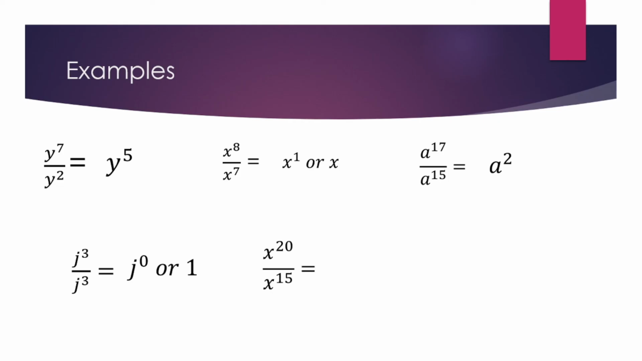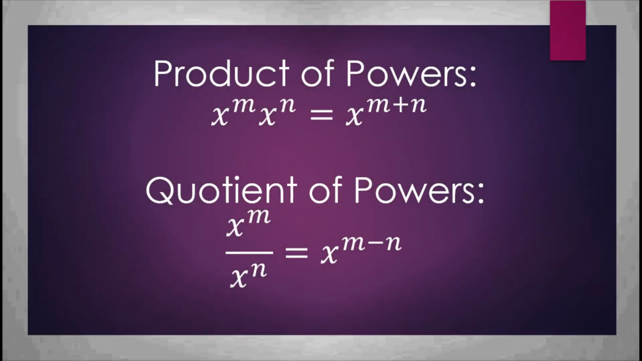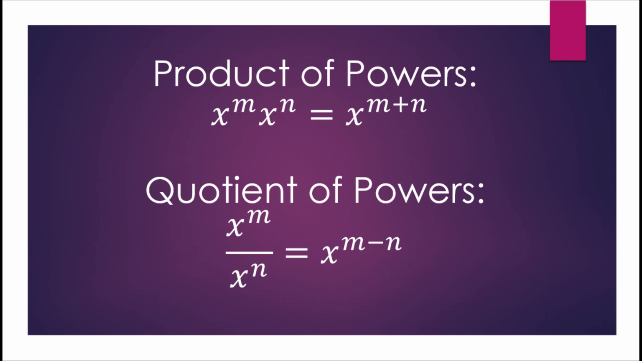And last but not least, x to the 20th. Actually, I think there's 2 more examples. X to the 20th divided by x to the 15th. 20 minus 15 is 5. And m to the 10th over m to the 3rd. 10 minus 3 is 7. So now you know how to do product of powers and quotient of powers. And you are all set for today's video.